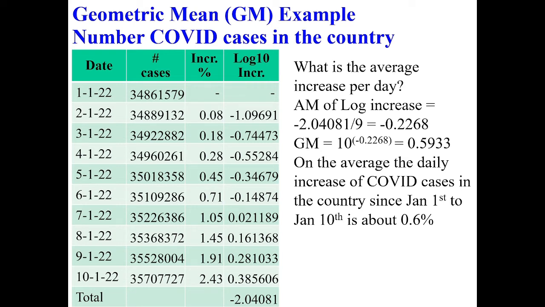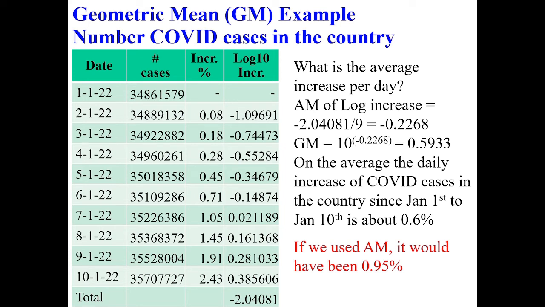So what is the average increase per day? If you take the arithmetic mean of the log increase, it is minus 2.04081 divided by the increase for 9 days from January 1, so the average is minus 0.2268. The geometric mean is the antilog of it, or 10 to the power minus 0.2268, which translates into 0.5933. So the average daily increase of COVID cases from January 1 to 10 in the country seems to be about 0.6%. Now if you had used the arithmetic mean, it would have been 0.95%.